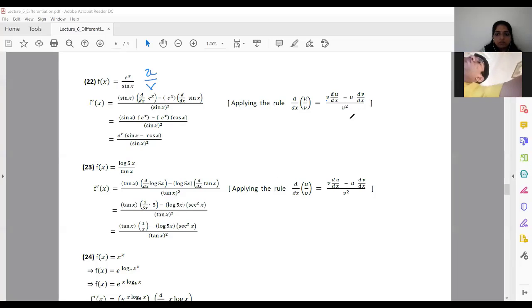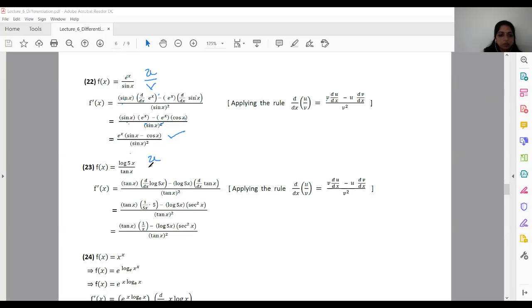Now for applying the division rule, this is v square. v, keep it the same, the derivative of u, minus u, keep it the same, and the derivative of v. So this is our v, v is our sin x. So sin x whole square. Sin x, keep it the same, the derivative of u, that is e raised to x, minus e raised to x, keep it the same, and the derivative of sin x. So sin x, the derivative of e raised to x is e raised to x, minus e raised to x, the derivative of sin x is cos x. So if we keep e raised to x common, sin x minus cos x upon sin x whole square, right?